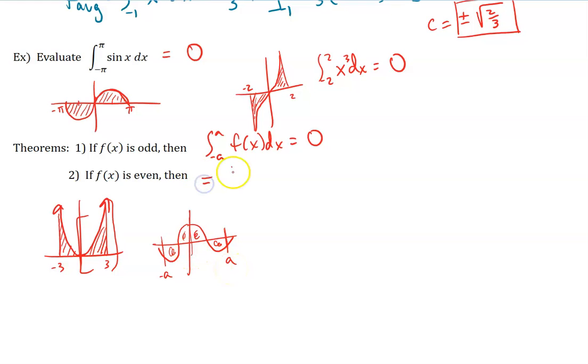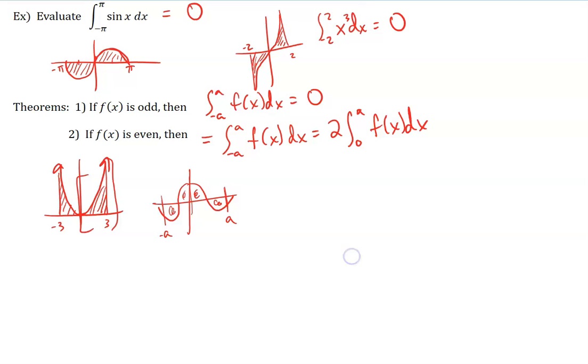So we could say that the integral from negative a to positive a for any even function f of x is equal to twice the integral from 0 to a of f of x dx. Okay, so there's just a little bit about symmetry that can make solving a little bit easier.